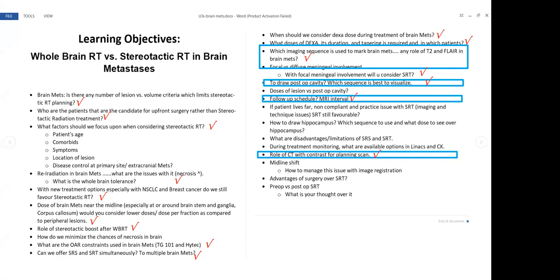Okay. So which imaging sequence is used to mark brain mets, and is there any role of T2 FLAIR? I've included 3 or 4 learning objectives in a single one, because they are almost all related. So: post-op cavity, follow-up schedule, MRI interval, and the role of CT with contrast.